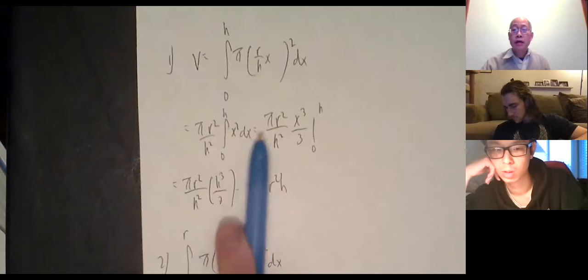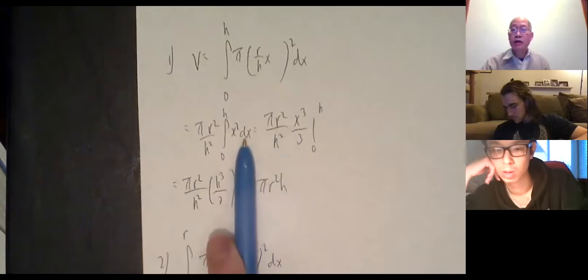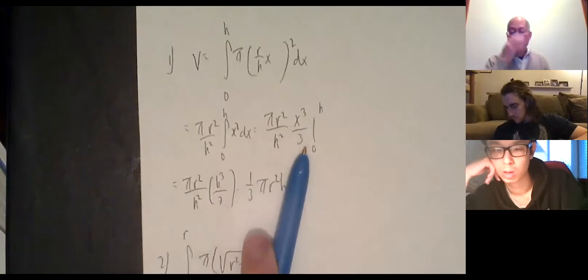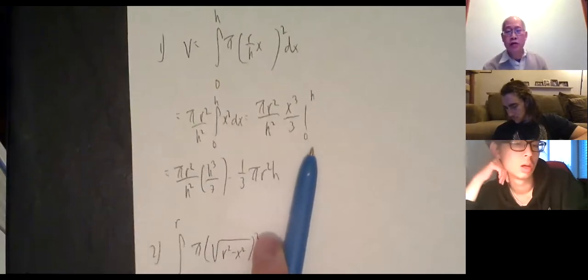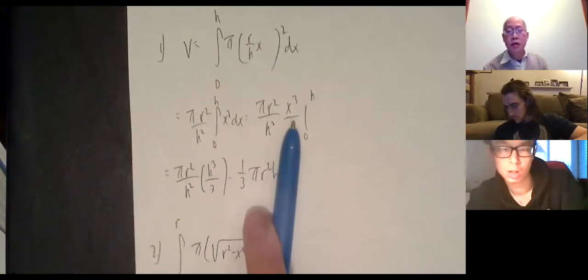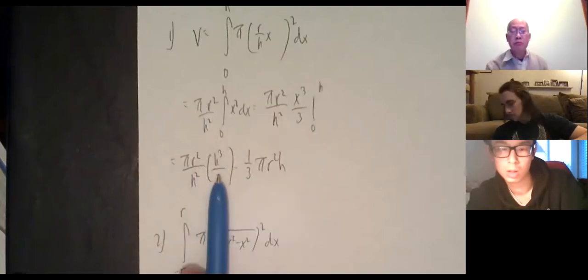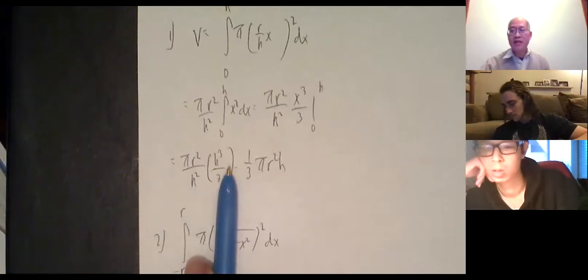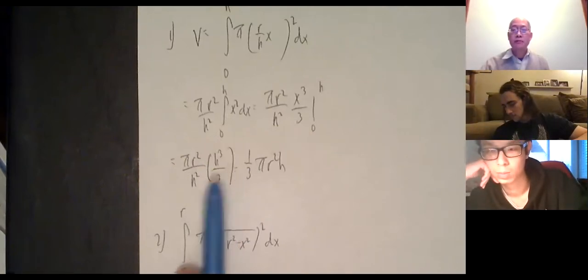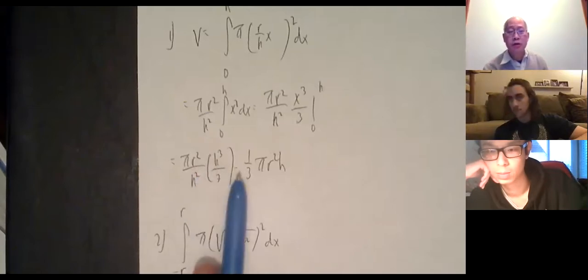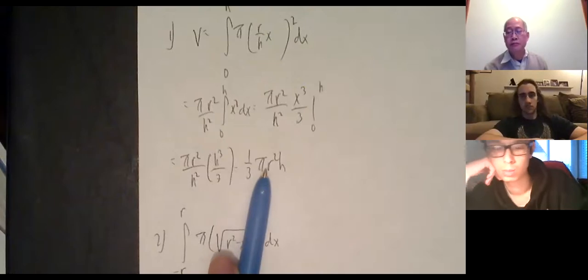Okay. And then I integrate x squared, and that gives me x cubed over 3 from 0 to h. Again, very convenient. When you plug in 0, you get 0. So I just plug in h. So pi r squared over h squared, h cubed over 3 minus nothing. I decided not to write the minus nothing. You know it's there. h cubed, h squared cancels, leaving me with an h. So 1/3 pi r squared h.